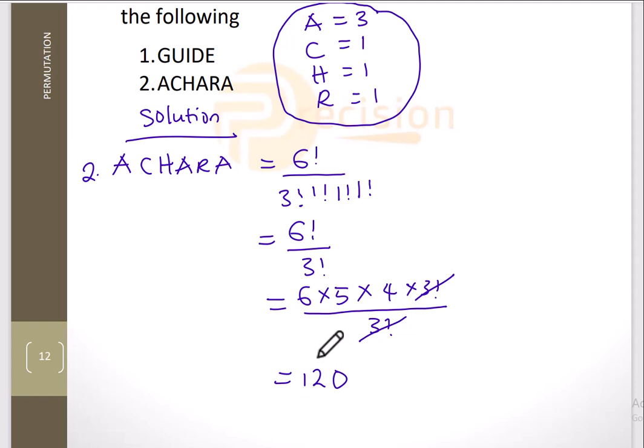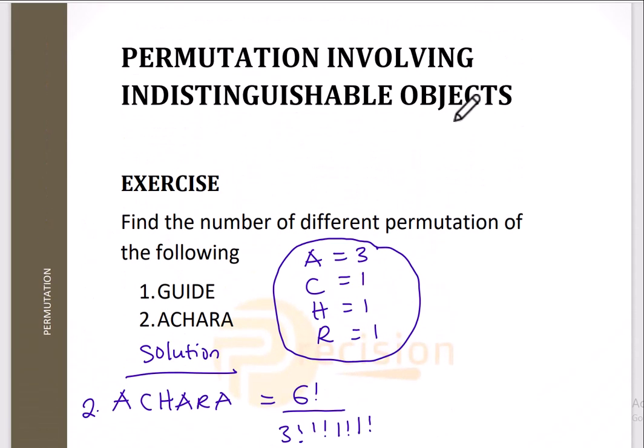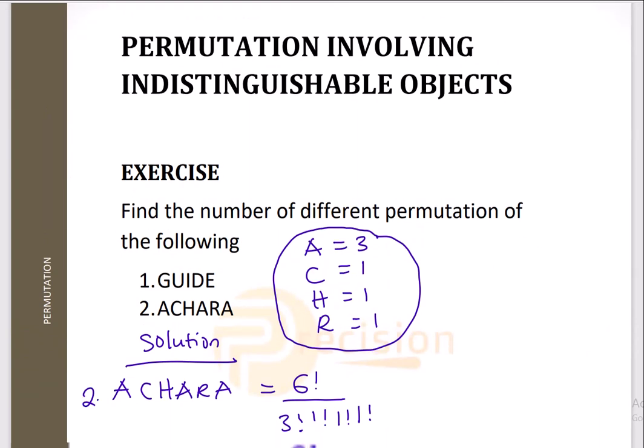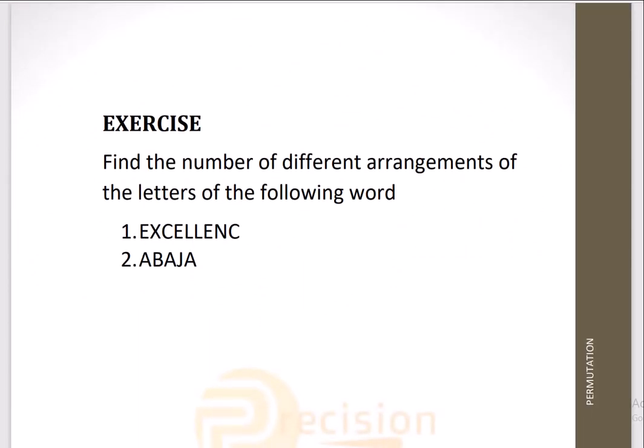So the basic thing is you're looking at how you can arrange these letters. Once you get them arranged, you take the details, put down all this information before you go to solve. So remember, this is permutation involving indistinguishable objects.